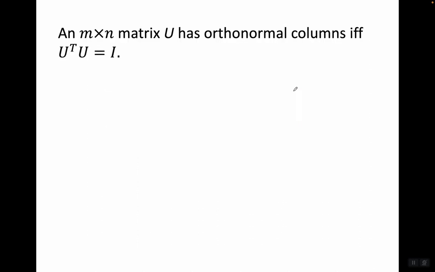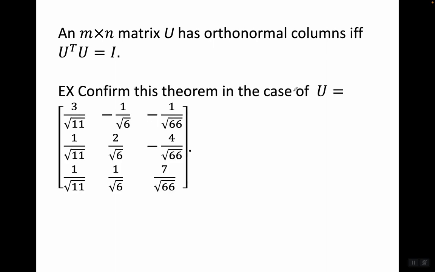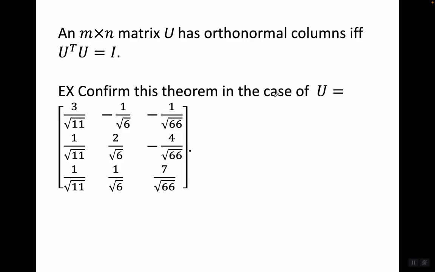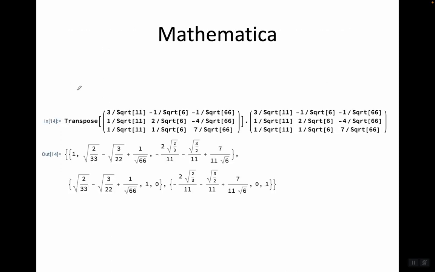An m by n matrix U has orthonormal columns if and only if U transpose U equals the identity matrix. Let's confirm this in the case of U. It takes a long time to plug in. You use Mathematica, and you end up with this, which wasn't much of a confirmation. This was frustrating. I calculated U transpose U, expecting it to come out I, and it just comes out as this nonsense. That doesn't look like the identity matrix.